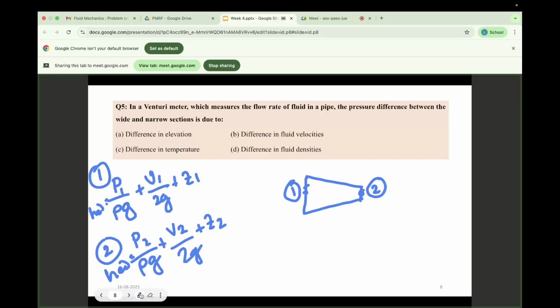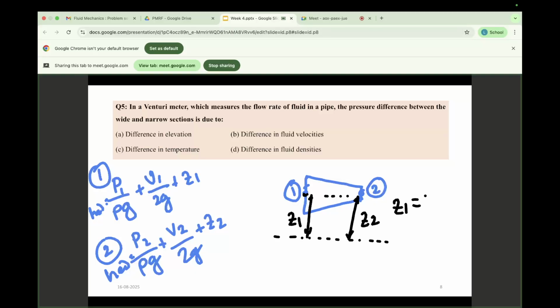So what is the datum line? Say this is the earth, this is the ground. This is point 1 and this is point 2. From the ground, this distance is known as z1, and if I consider the ground as a reference, this one is z1 and this one is z2. So z1 equals z2. If I equate equation 1 and equation 2, z1 and z2 cancel out.